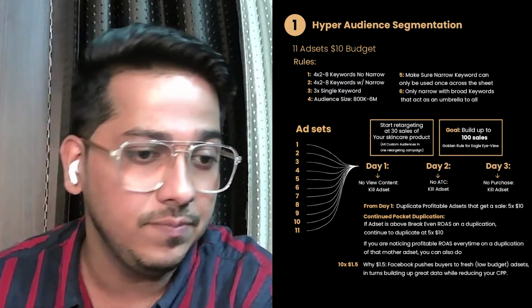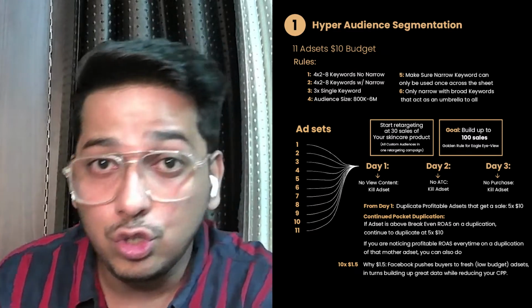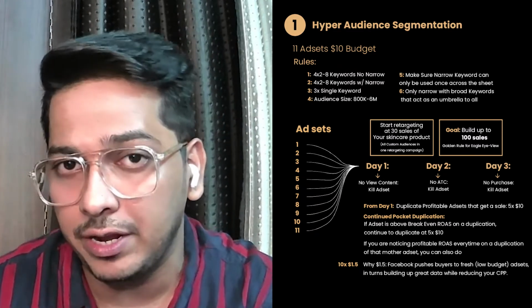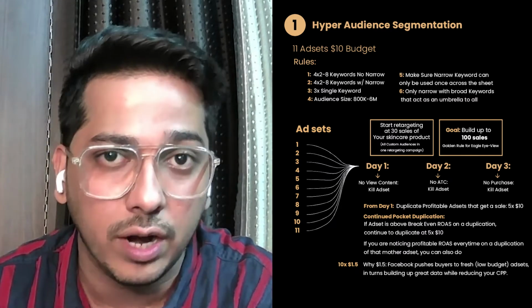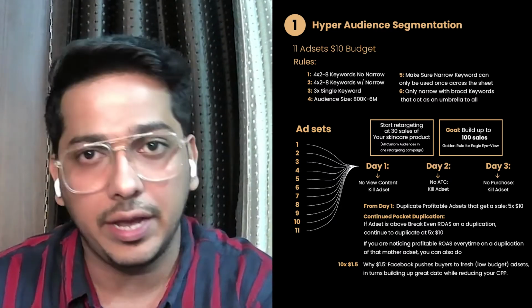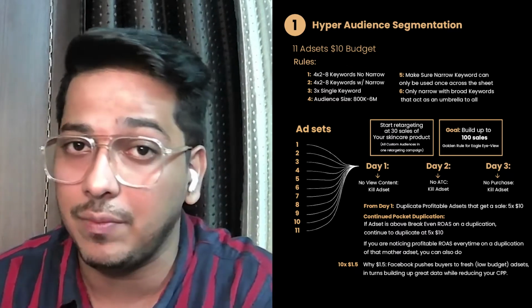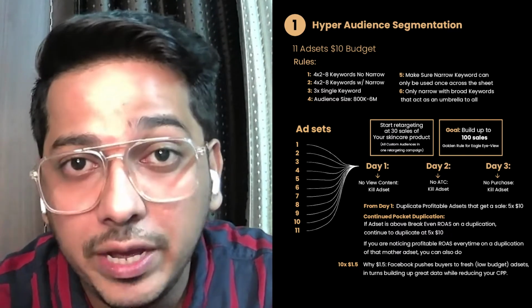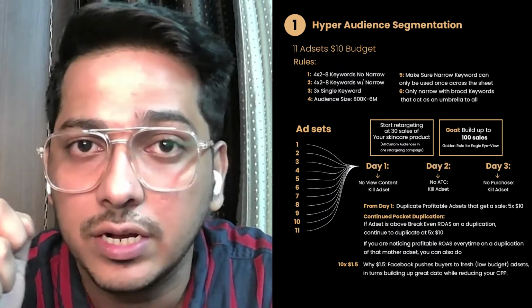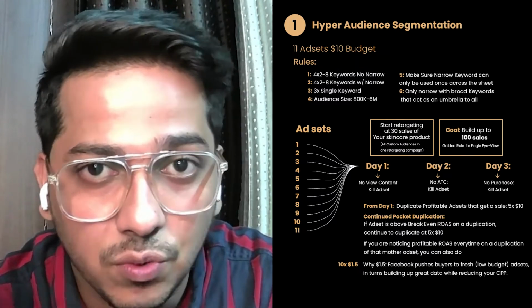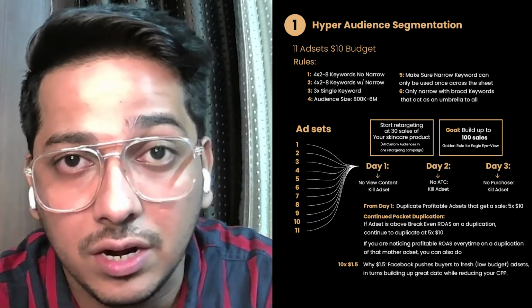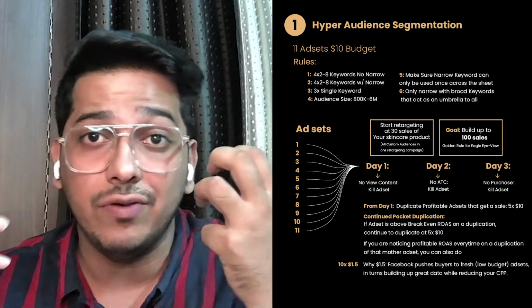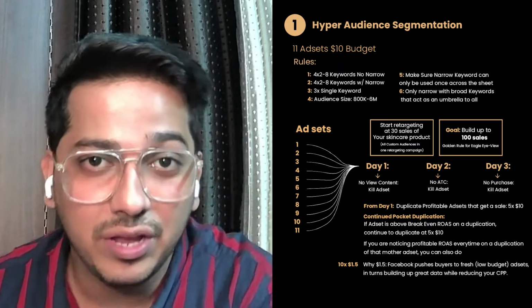Getting my point? And just after that, you should be running a retargeting campaign once you achieve 30 sales on one of your skincare products, because the goal of running this particular hyper audience segmentation method is that you should have at least 100 sales from this method. Makes sense what I'm saying? Once you get 100 sales from this method, you will have a great number of ad sets that are bringing results for you.